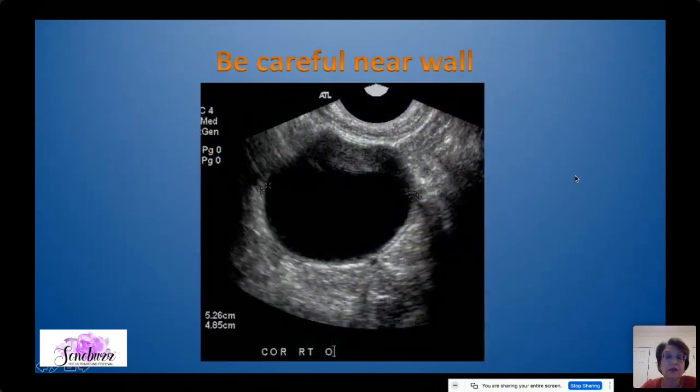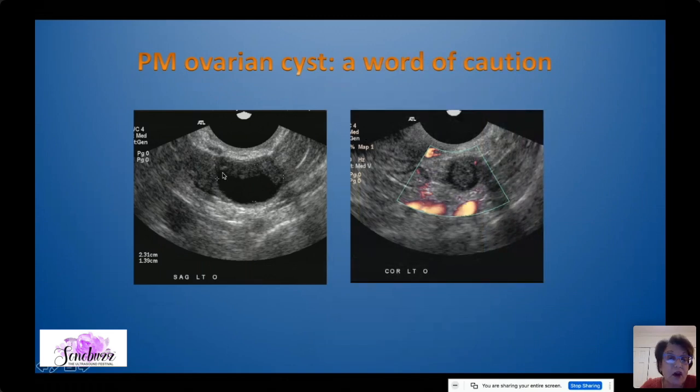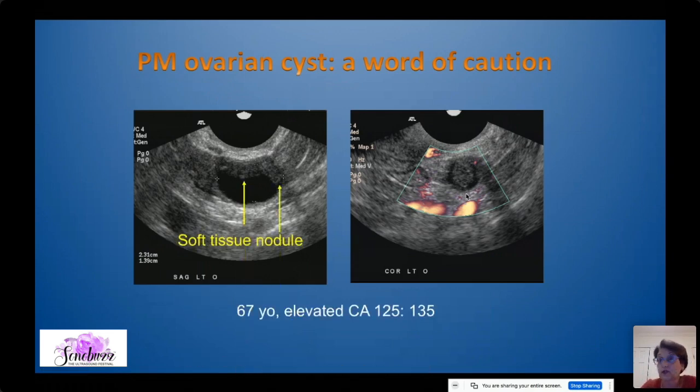The only thing I would say is be very careful when you call this a simple cyst, especially in older women, because you can have reverberation artifact near the near wall, and that's fine. But sometimes this can hide a nodule. If you look at this case, this is not just reverberation, because you shouldn't have reverberation artifact in that corner. And if you turn on Doppler, actually in the corner, you see that there is a mural nodule. And this turned out to be a small ovarian cancer in a patient that had an elevated CA-125. So we really have to be careful before we call something a simple cyst.